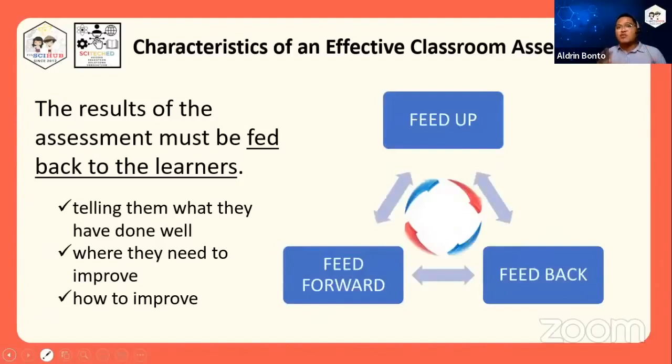Okay. Here, this is what we call the cycle of effective classroom assessment. So we have here the feed forward, feed up, and feedback. So let's now digest these three.